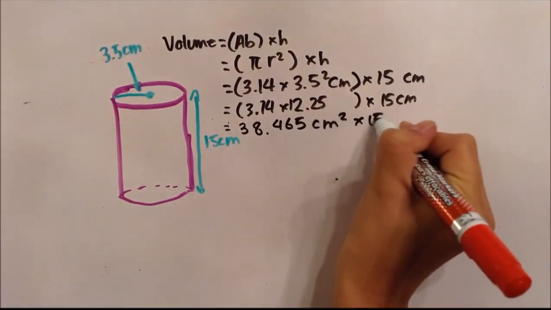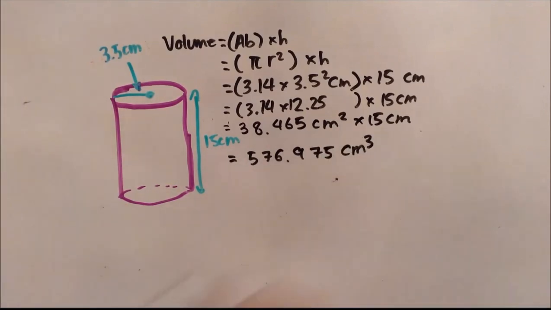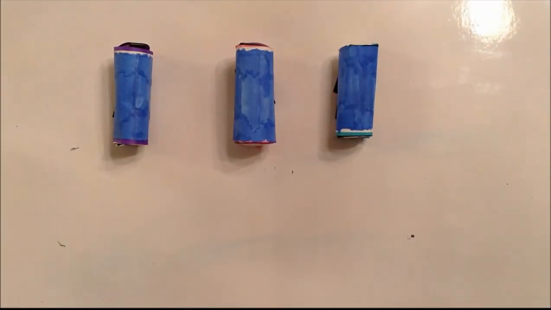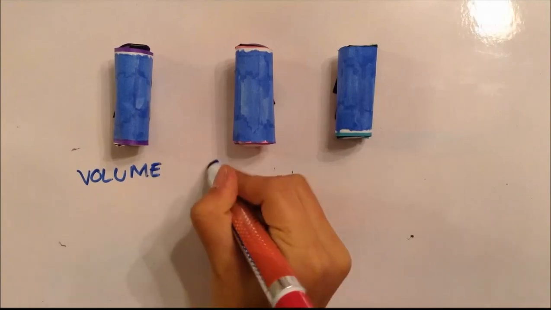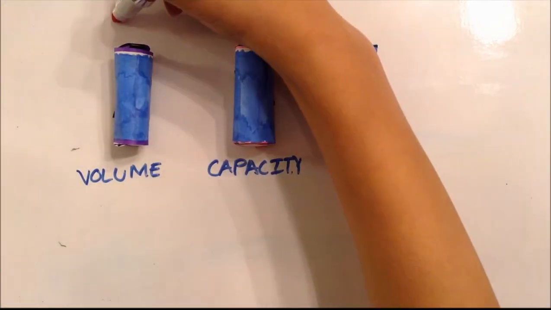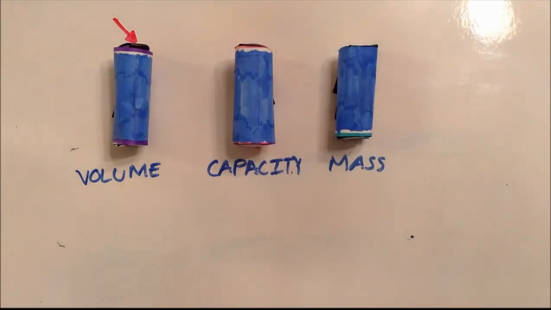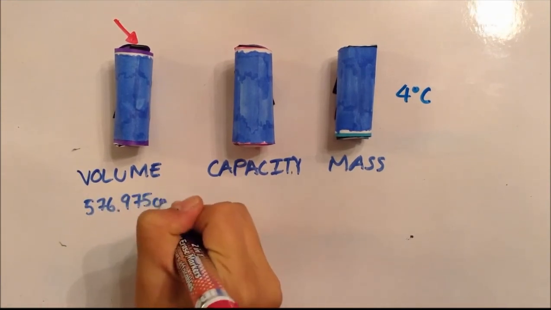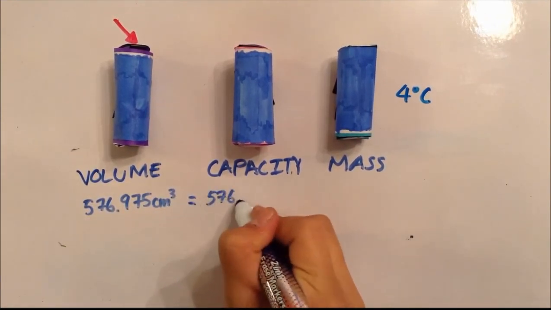Remember, since it is volume, it is not centimeters squared, but centimeters cubed. Imagine the same amount of water at 4 degrees Celsius in 3 containers. The volume will be equal to capacity, which will be equal to mass. So you can just calculate one of 3 to know the others. This is only for water at 4 degrees Celsius because the temperature affects the density of the water, so it is at a state where it is most dense.